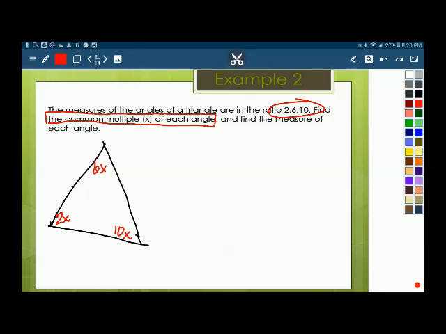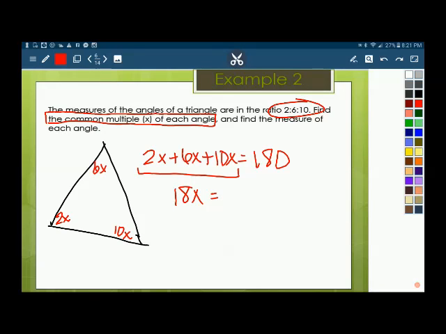Well, we know that all the angles of a triangle add to be 180 degrees, so 2x plus 6x plus 10x is equal to 180. If we combine the like terms, that's what I was meaning to write. When we combine those like terms, 2 plus 6 plus 10, that's 18x. And all three of those have to add to 180 degrees. When we divide by 18 to get x all by itself, we get that x is equal to 10.